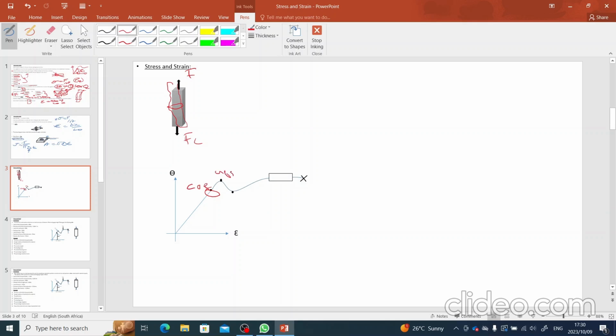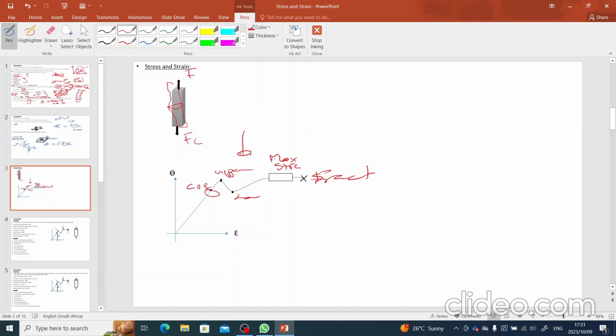This is the upper yield. This is the lower yield. Maximum, that's when maximum stress occurs. Maximum stress, then fracture. You need to know how to draw the stress and strain graph. You need to know how to label it. You need to know how to explain those stages. Okay. Now, this is the graphical part of drawing the stress and strain graph.